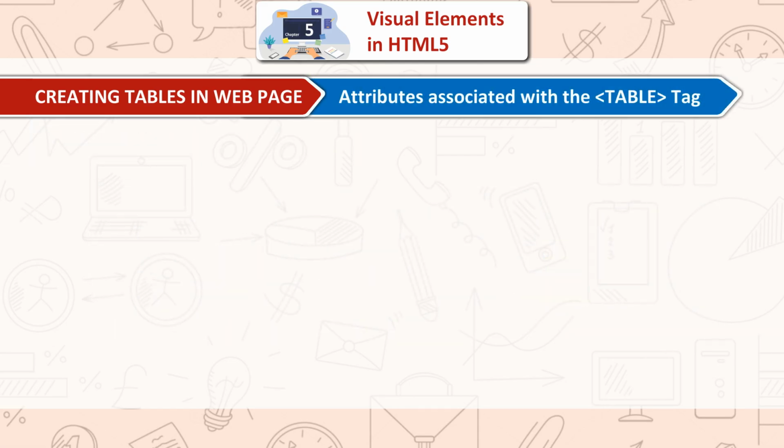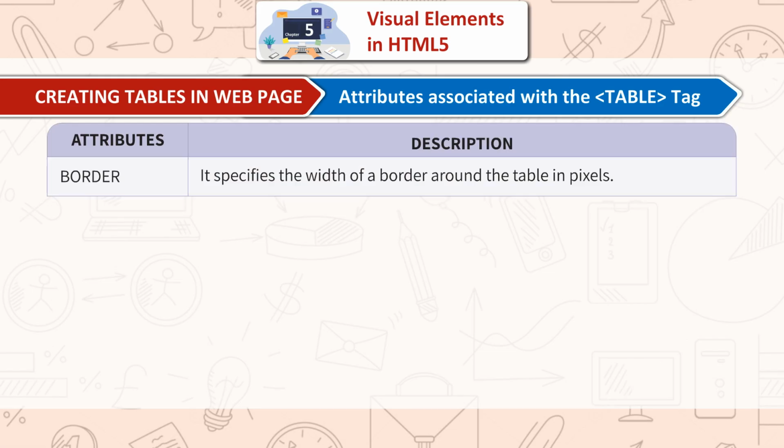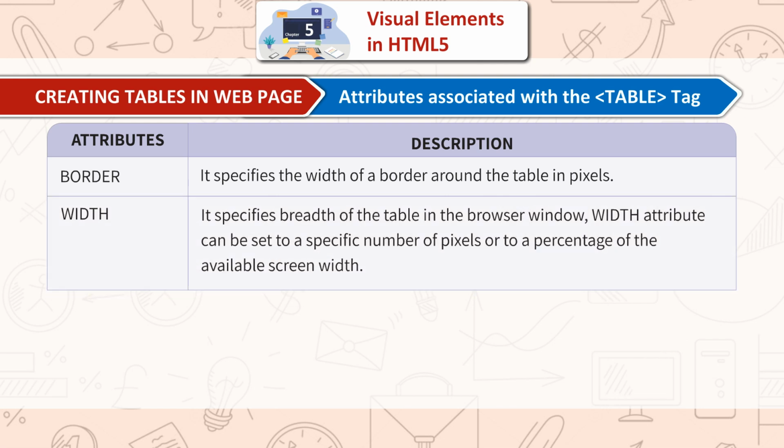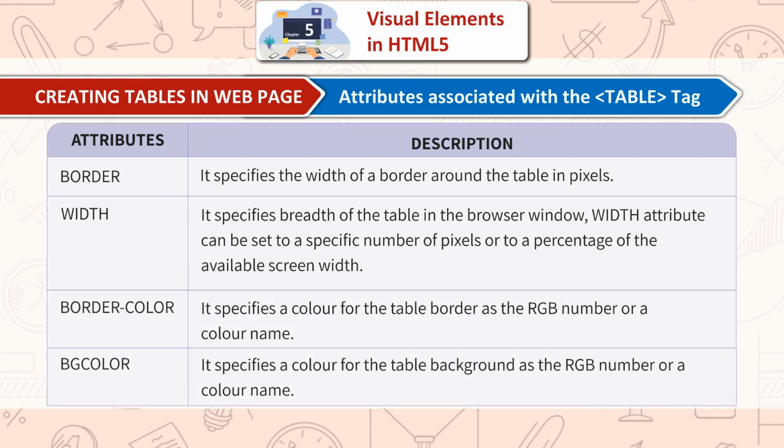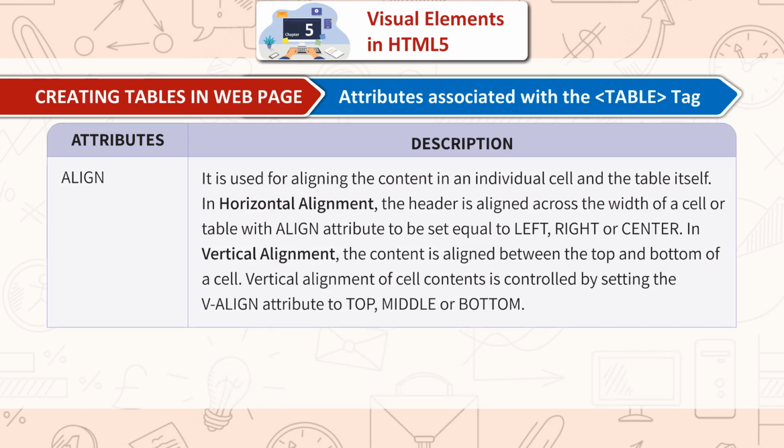Attributes associated with the table tag. Attributes and descriptions. Border: it specifies the width of a border around the table in pixels. Width: it specifies the breadth of the table in the browser window. The width attribute can be set to a specific number of pixels or to a percentage of the available screen width. Border color: it specifies a color for the table border as an RGB number or a color name. Align: it is used for aligning the content in an individual cell and the table itself.